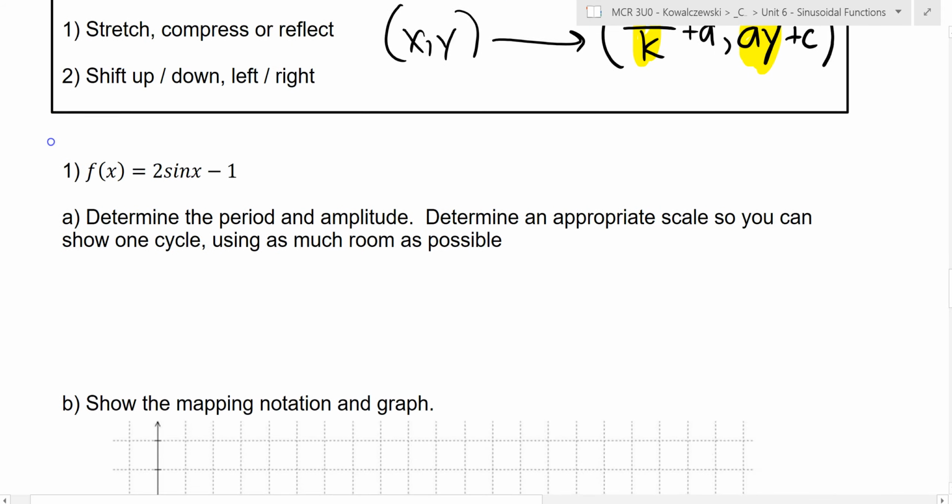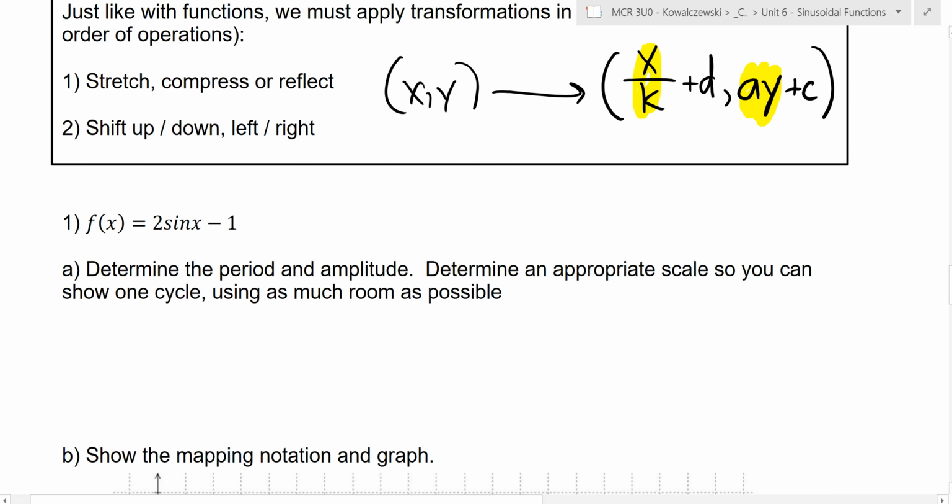So what we're going to do, we're going to graph this function in the video, f of x equals 2 sine x minus 1. One of the tricky things about graphing these, we talked about it in the previous lesson, is coming up with a scale so that we can fit in one cycle of our graph and it looks nice, big, and neat. So in order to do that, we are going to first determine the period and the amplitude of this function. That's going to help us determine our scale.